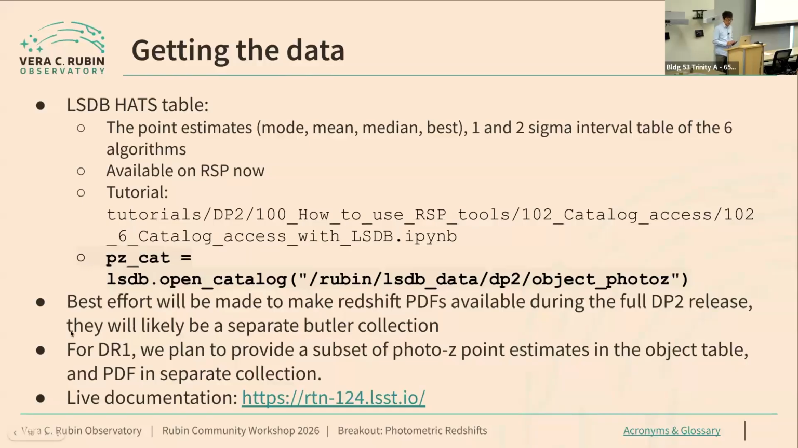For DR1, we plan to provide a subset of the Photo Z point estimate in the object table, which is automatically joined with the object table, and we will work closely with DM on that. And we're currently working on the live documentation, as Julia mentioned, in RTN 124 about all of these efforts. And thank you. I'll take questions.